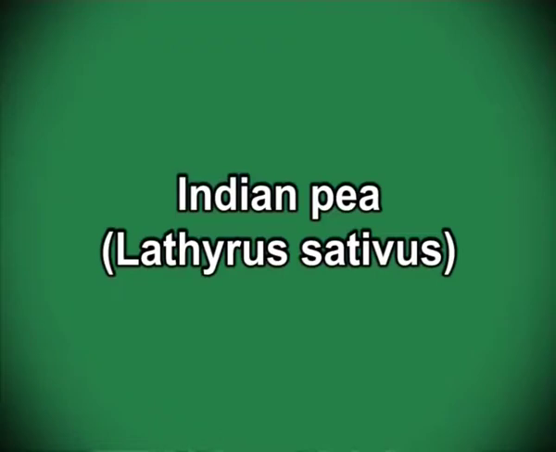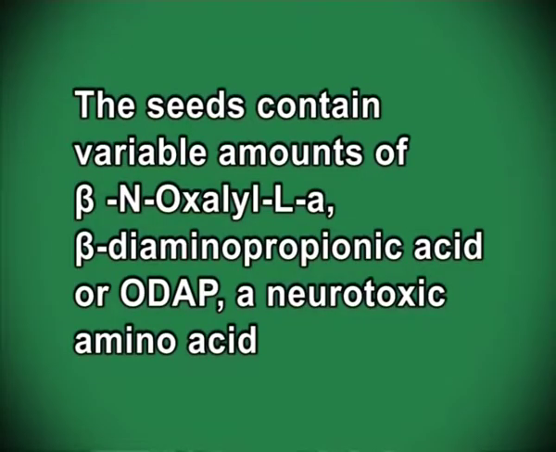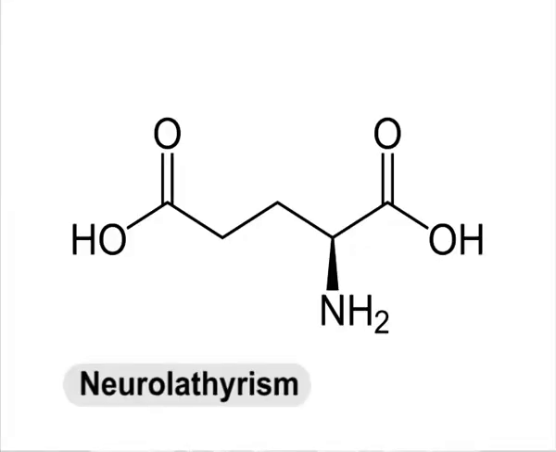Indian pea, which is Lathyrus sativus, a legume grown in Asia and East Africa. The seeds contain variable amounts of beta-N-oxalyl-L-alpha,beta-diaminopropionic acid, or ODAP, a neurotoxic amino acid. ODAP causes wasting and paralysis if eaten over a long period and is considered the cause of the disease neurolathyrism, a disease that causes paralysis of the lower body and emaciation of gluteal muscles, that is the buttocks.